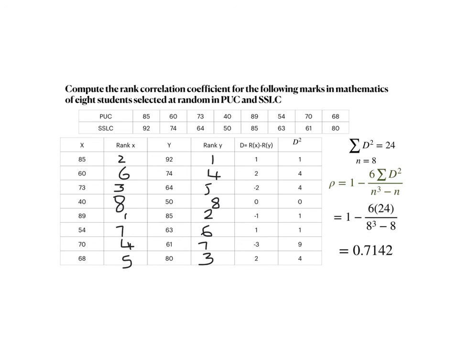Then we take the difference between the ranks. 2 minus 1, 6 minus 4 are noted in this column. Next is the d square column, squaring these column values. Next we find the summation of d square, adding all these values. Note down the number of entries given. Then write the formula, substitute for summation d square and n, and calculate. Here we are getting 0.7142. This is how you calculate when the ranks are not given: how to assign the ranks and how to apply the formula.